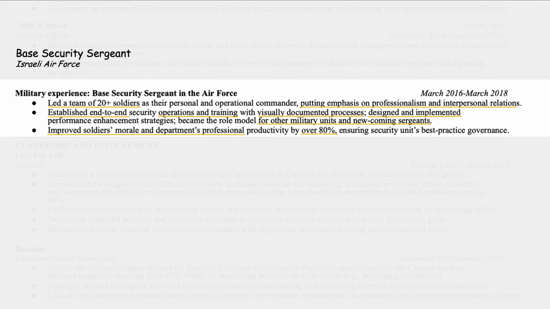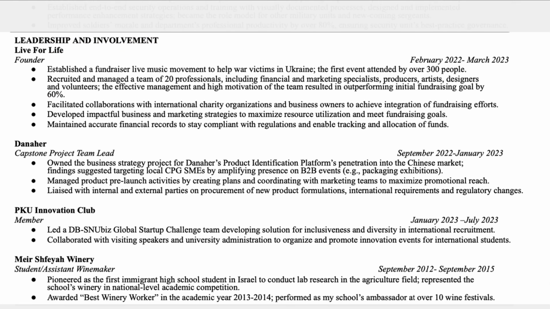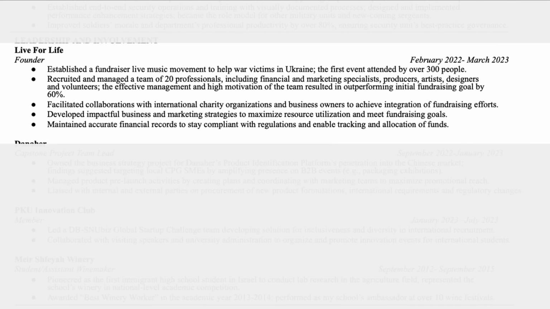The candidate says Air Force only, but I presumed since she studied in Israel, she must have joined the Israeli Armed Forces. Let's now move on to leadership and involvement. For this section, the first entry is actually pretty interesting. Let's see what we've got in the first bullet. A fundraising live music movement intended to help victims of war in Ukraine involving about 20 members. And more importantly, she is the founder of this movement, so that's potentially a strong leadership experience.